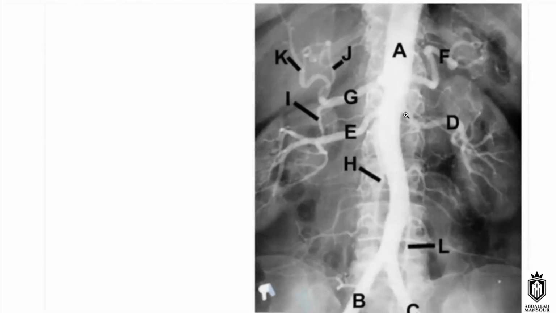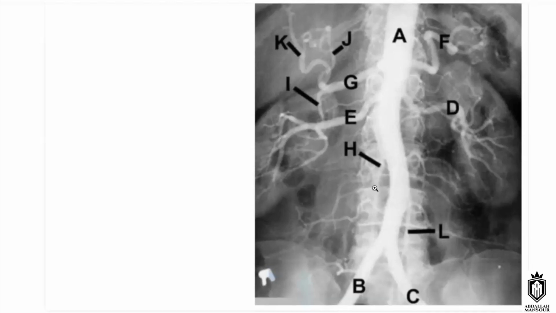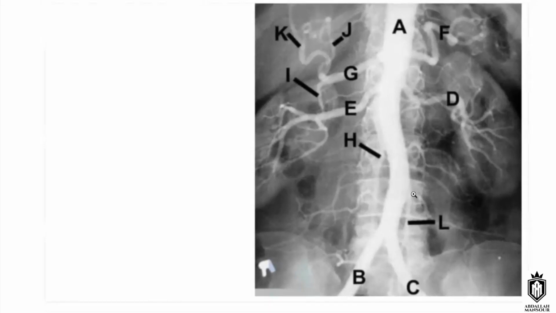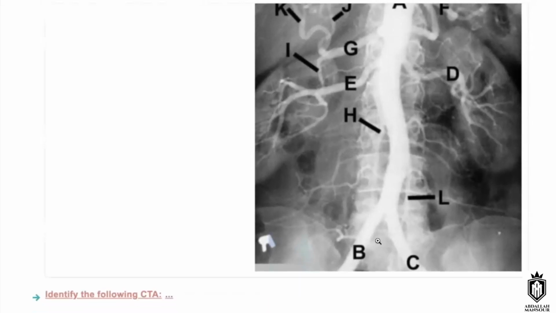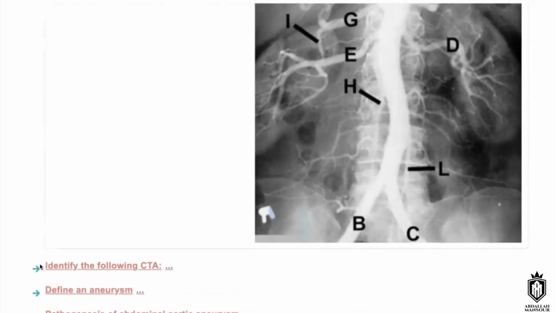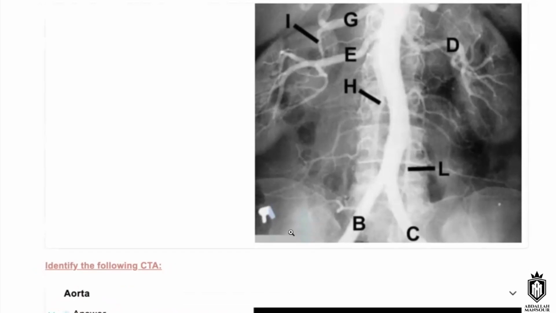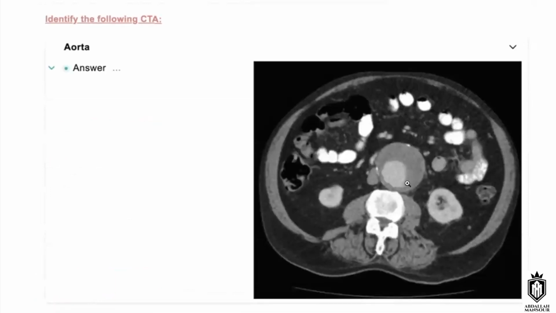And what is E? E is the right renal artery. And D? Left renal artery. And H? Superior mesenteric artery. And L? Inferior mesenteric artery. And C and B? Left common iliac and right common iliac. Well done. And what is the abnormality in this scan?